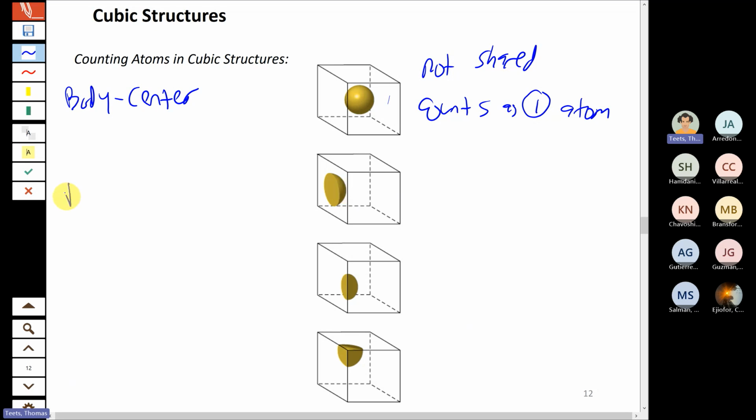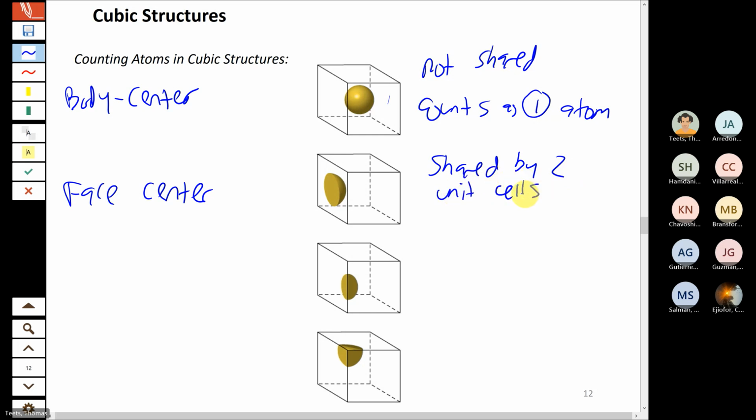One possibility is you can put an atom in the center of one of the faces of a cube. Cubes have 6 faces, 4 on the sides, 1 on the top, 1 on the bottom. If you put an atom right in the middle of one of those faces, when you stack the unit cells together in all directions, that atom is going to be sandwiched between 2 different unit cells. It's in the face of one unit cell and the face of the one right next to it. So those face-centered atoms are shared by 2 unit cells, and they count as 1/2 of an atom when you're counting how many atoms are in that individual unit cell.